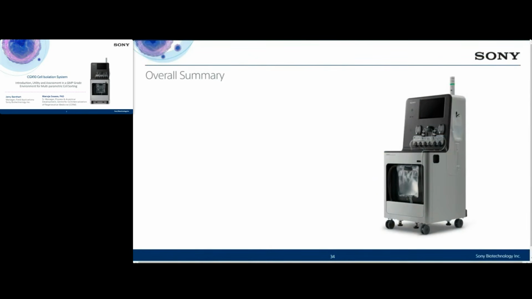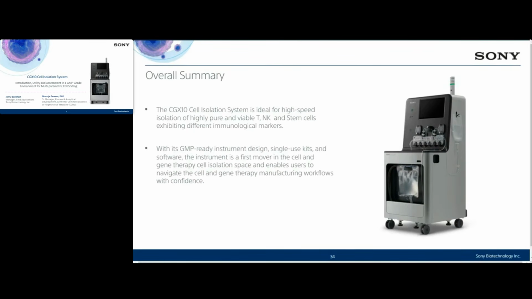Thank you, Manoja. In summary, the CGX10 Cell Isolation System from Sony is ideal for high-speed isolation of highly pure and viable T cells, stem cells, and NK cells, exhibiting different immunological markers. With its GMP-friendly instrument design, single-use kits, and software, the instrument is a first mover in the cell and gene therapy cell isolation space. It enables users to navigate the cell and gene therapy manufacturing workflows with confidence.